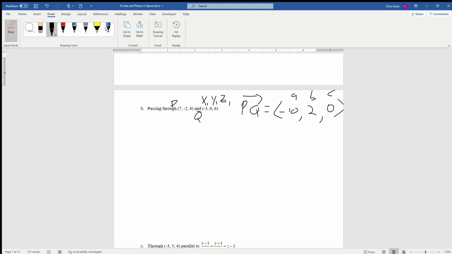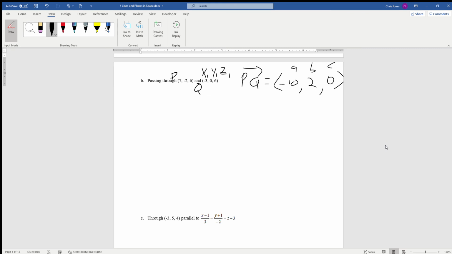Finally, we can generate the symmetric equations as well as the parametric equations. So let's start with parametric. X is going to be equal to x1, which is -3, plus at, a is -10, so -10t. Y is going to be equal to 0, and then b is 2, so that's going to be plus 2t, otherwise known as 2t.